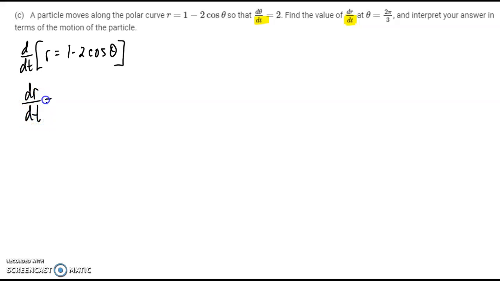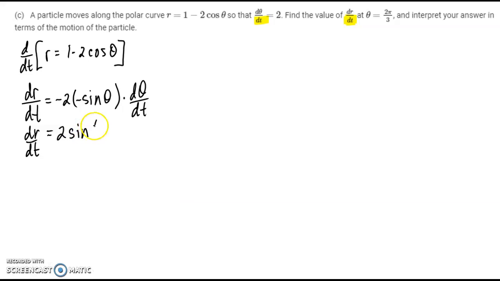Exactly that. What's the derivative of 1 minus 2 cosine theta? That would give me negative 2. Derivative of cosine is negative sine of theta. And then theta is not a t, so I have to multiply by d theta dt. So I'm looking for dr dt. Negative 2 times negative 1 gives me positive 2.